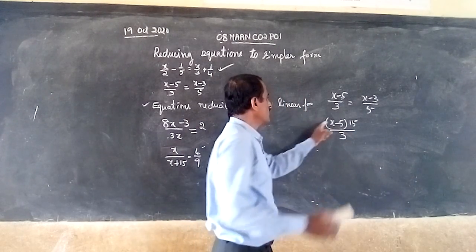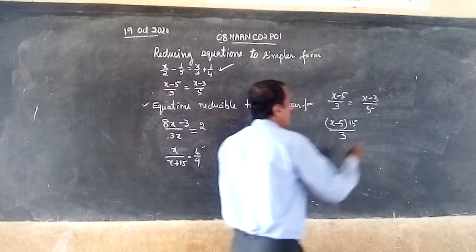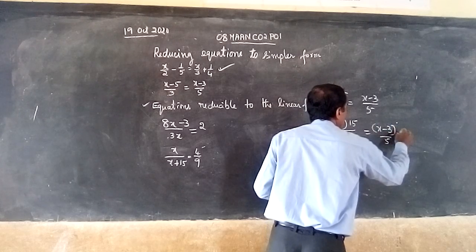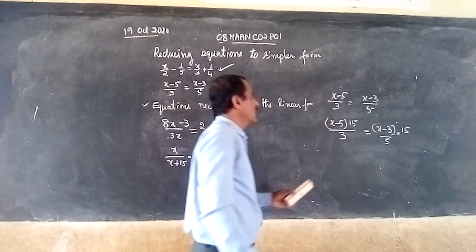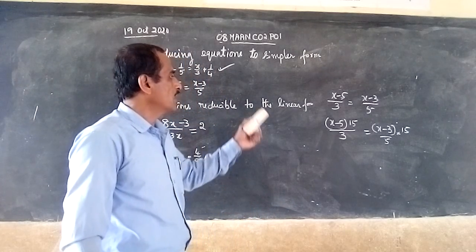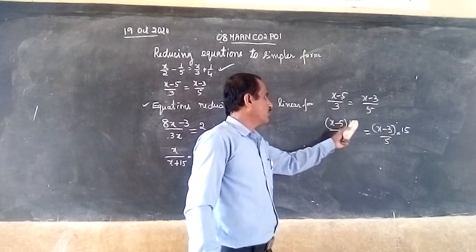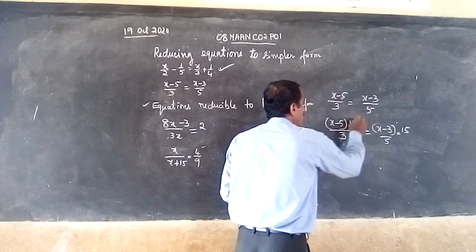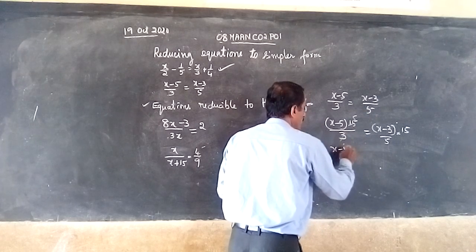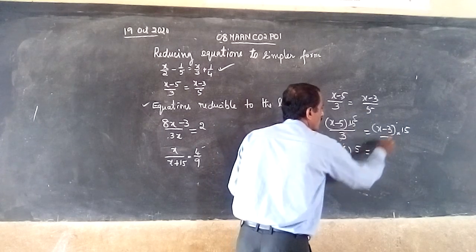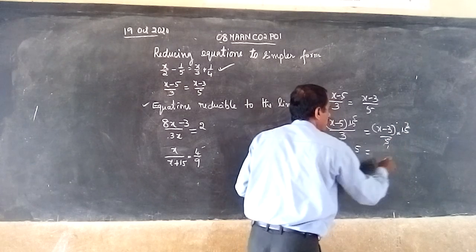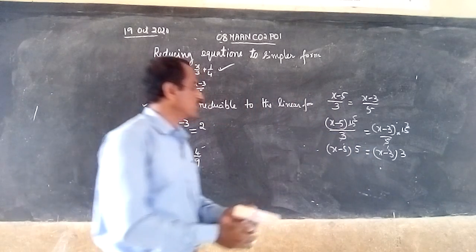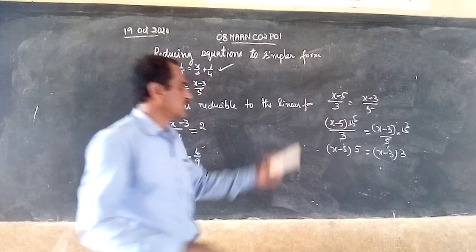So, x minus 5 by 3 is equal to x minus 3 by 5. Let us multiply by 15, the denominator, to both the terms. So, x minus 5 by 3 into 15, x minus 3 by 5 into 15. Now 3 fives are 15, so x minus 5 into 5 is equal to x minus 3 into 3. So it becomes like this: x minus 5 into 5 is equal to x minus 3 into 3.